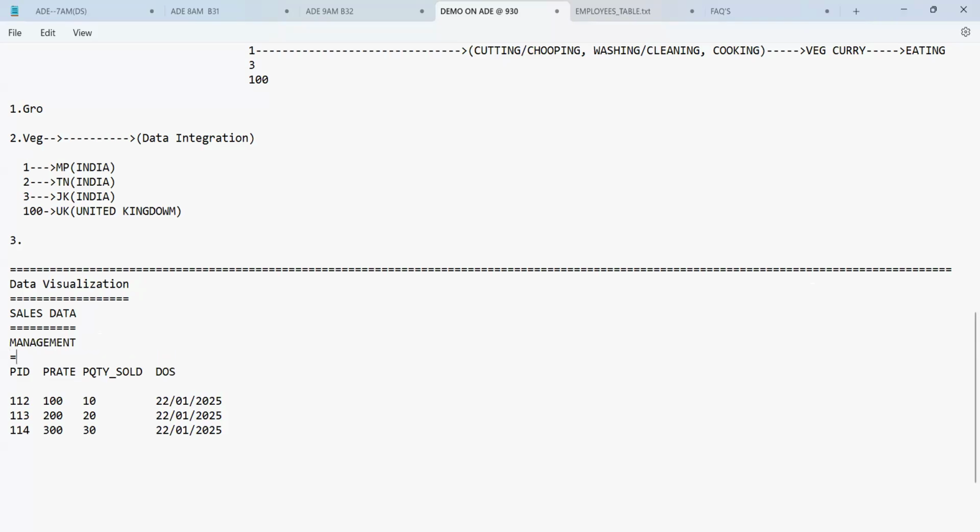Here, the management of the supermarket wanted to know the net sales amount. Why did they want to know the net sales amount? They wanted to know the net sales amount of the 22nd day of January 2025 and the 21st day of January 2025. On the 23rd of January they wanted to launch something.